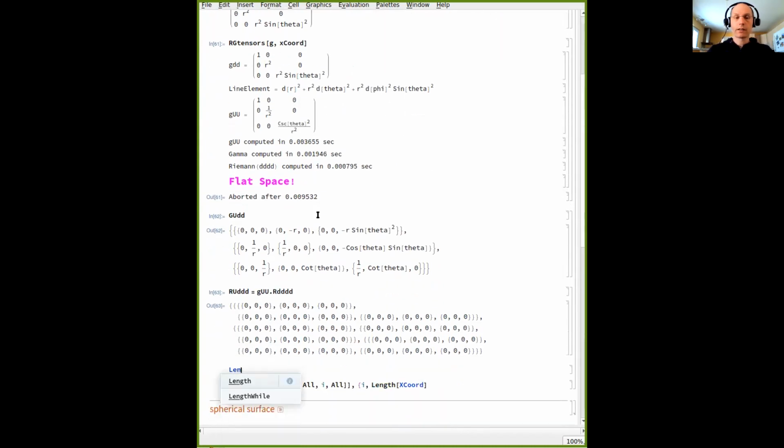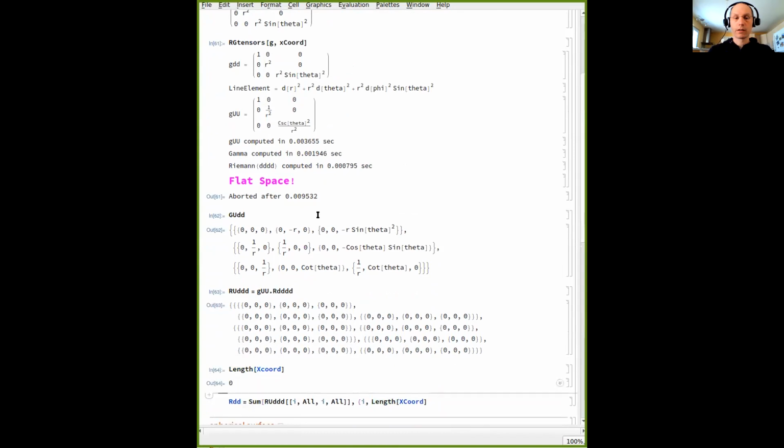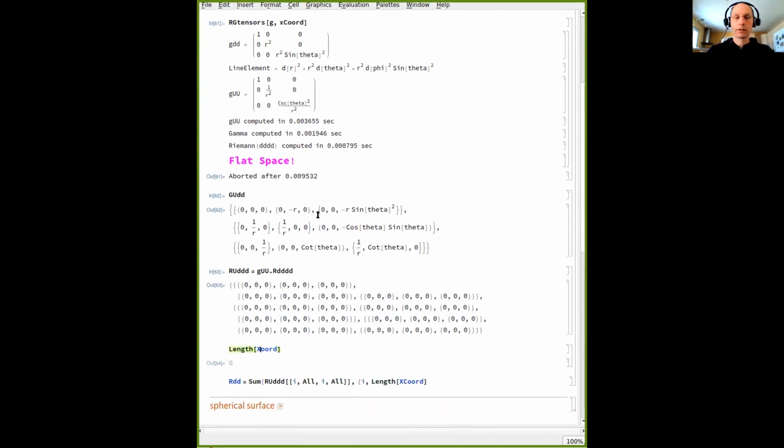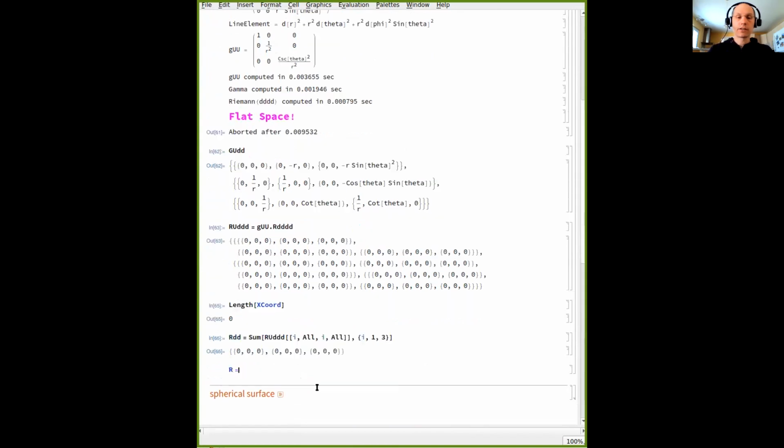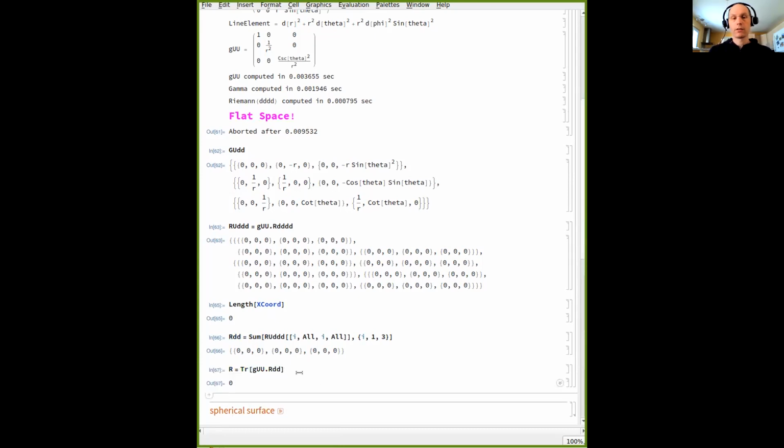See if this is right. X chord. That's because I 3 coordinates from 1 to 3. We find that the Ricci tensor is vanishing, and then we can simply get the Ricci scalar as the metric tensor trace of the inverse metric tensor on the Ricci tensor, so we get 0 for the Ricci scalar.